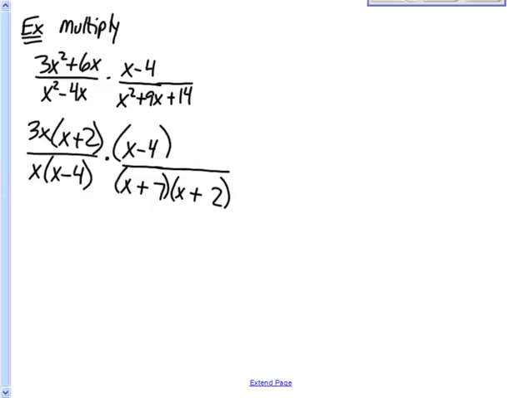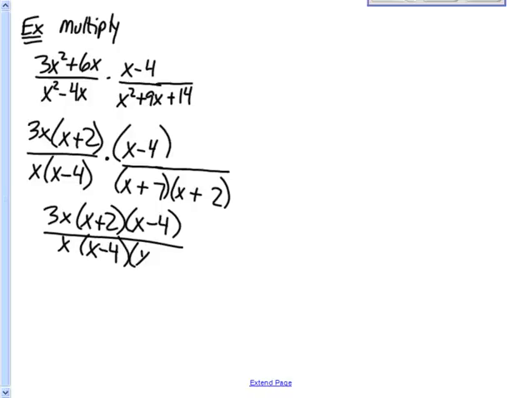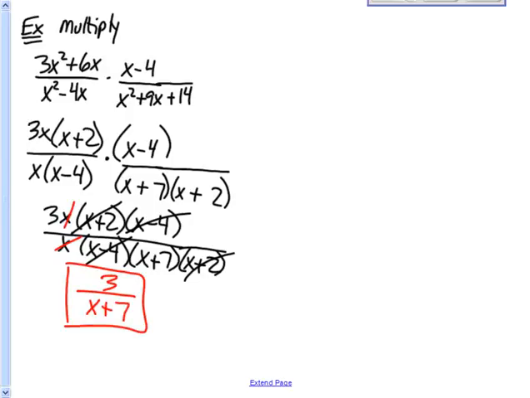Then you multiply those numerators, you multiply the denominators. If you want to, you can go ahead and multiply that all out here. And then we just say, well, what cancels? x plus 2, x plus 2, gone. I've got an x minus 4, another x minus 4, gone. I've got that x right there, another x right there, gone. So I'm left with 3 over x plus 7, all done. There it is, simplest form for that one.